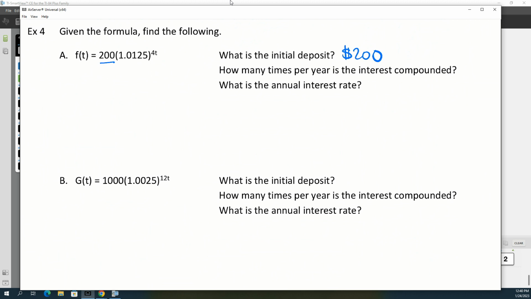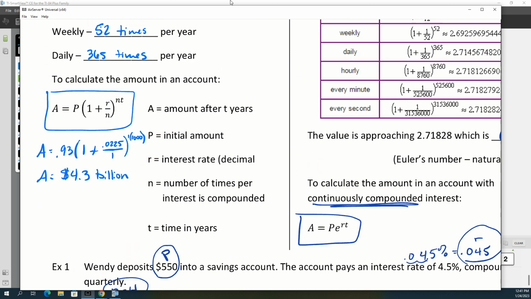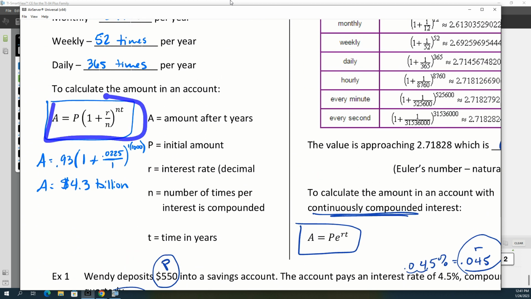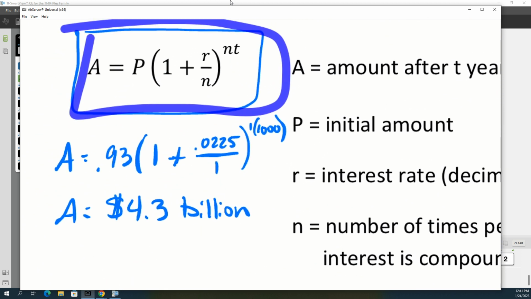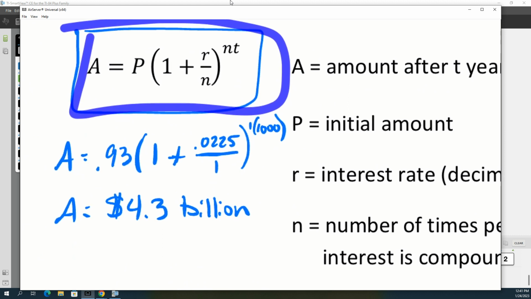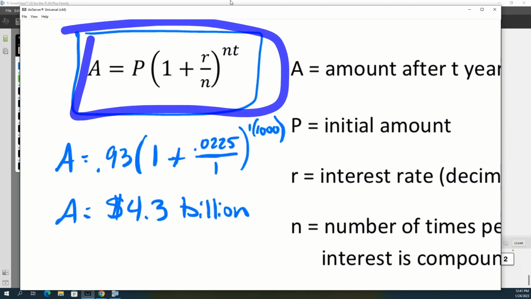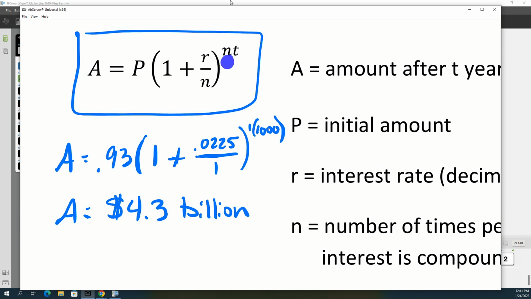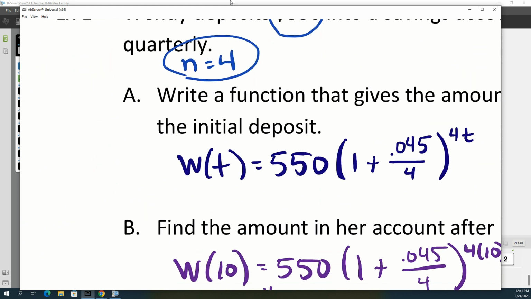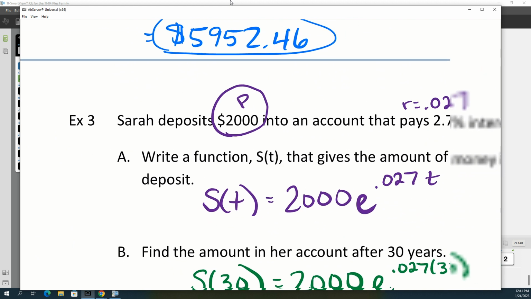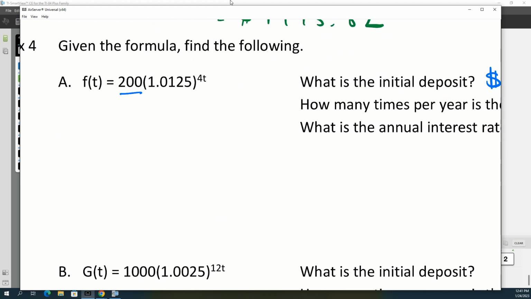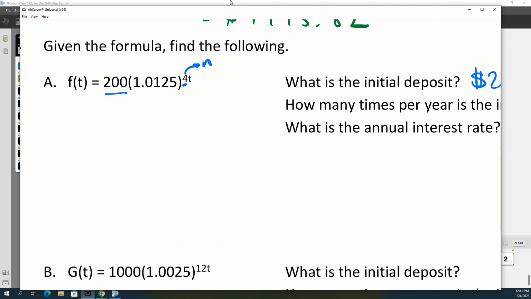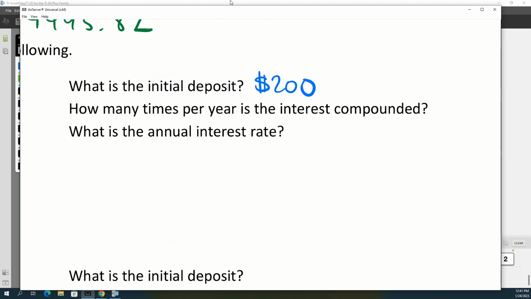All right, now this one is that compounded interest formula, this one right here. We need to figure out how many times per year the interest is compounded on that one. So we can look at what's right in front of the T, and that should tell us that. Let me zoom out a little bit. All right, so this should be N. So the number of times per year compounded is going to be 4.